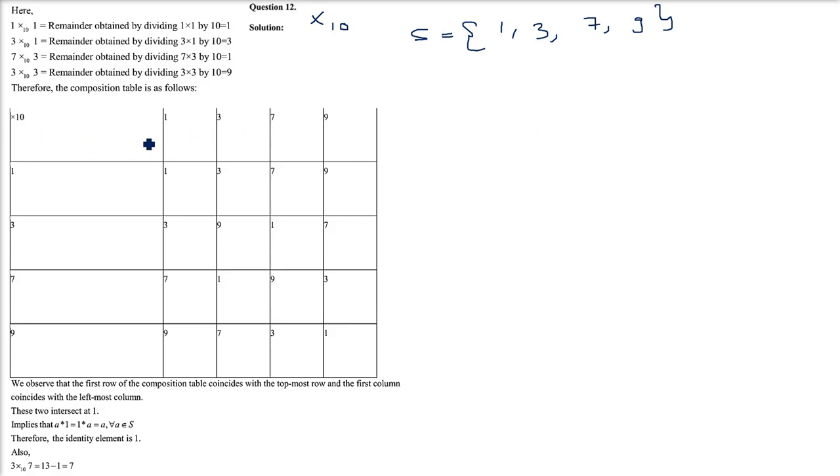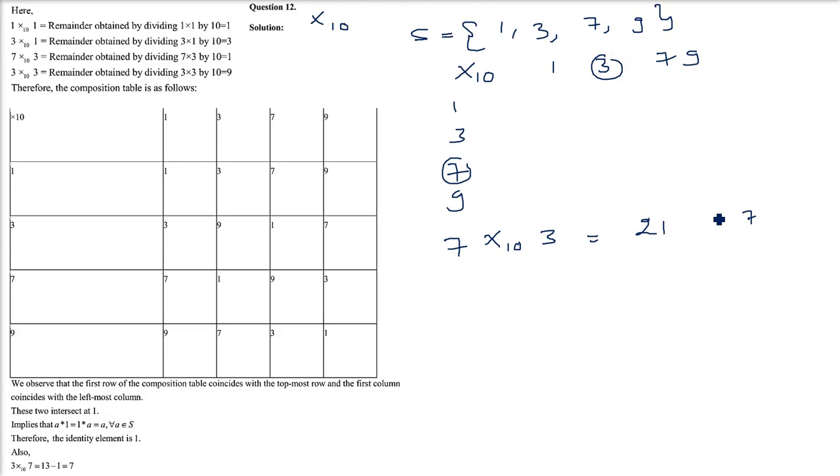So we know how to make the table now. You will be able to make it. So in x10, just write 1, 3, 7, 9 here, 1, 3, 7, 9 here, and I'll tell you one of the values, 7 and 3, how to fill it. You multiply 7 with 3, that will be 21. Then you have to divide it by 10, and the remainder you are going to write. 21 divided by 10, 10 twice, so 1 is the remainder. 1 you are going to put.